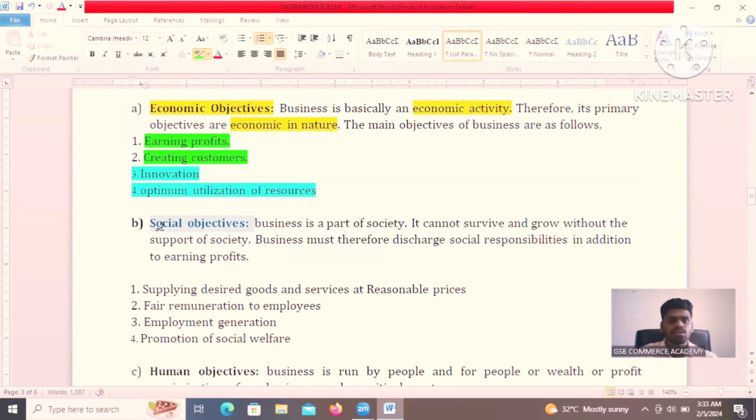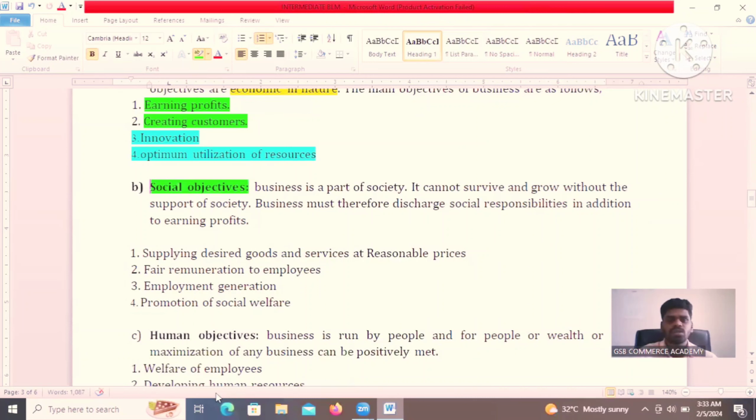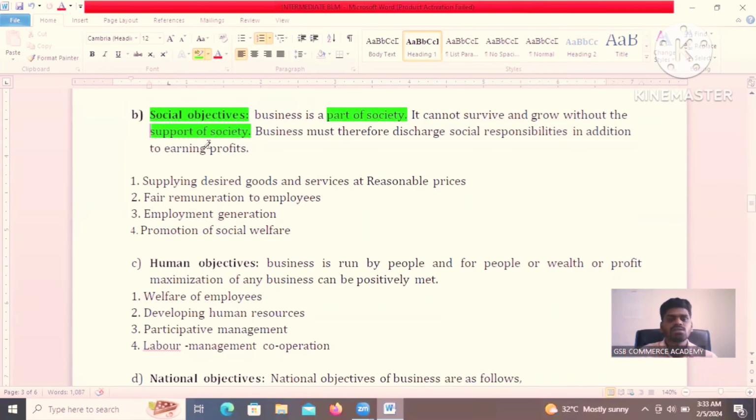And the second objective is the social objective. The business is a part of the society, and it cannot survive and grow without the support of the society. Business must therefore discharge social responsibilities in addition to earning profits. In the process of earning more profits, you can follow some social responsibilities. You have to provide good quality services to the society. And this is the social objective.